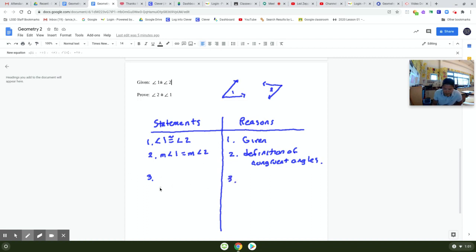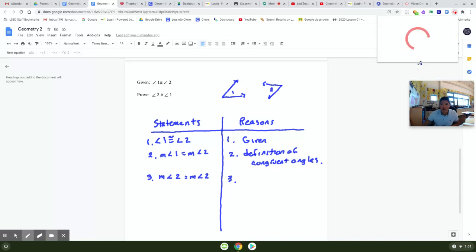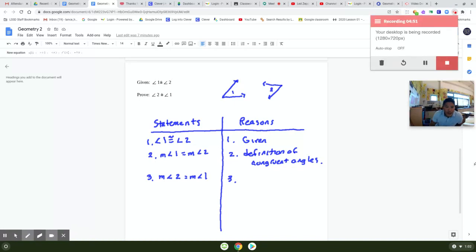Here's where you should have watched the videos for, I believe it's 2.3. But the measure of angle 2 is equal to the measure of angle 1 is what it should be. Okay, now that we have the measure of angle 2 is equal to the measure of angle 1, notice from statement 2 to statement 3, or step 2 to step 3, I just switched sides here. You have to think about what property basically says you can switch sides of anything. If A equals B, then B equals A.